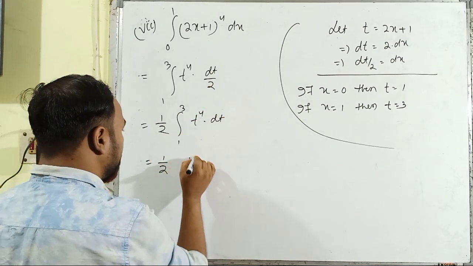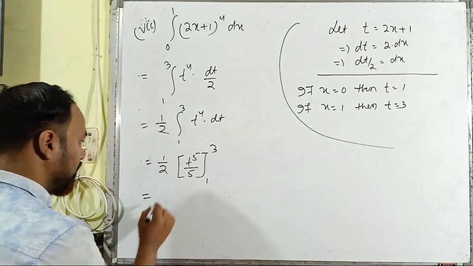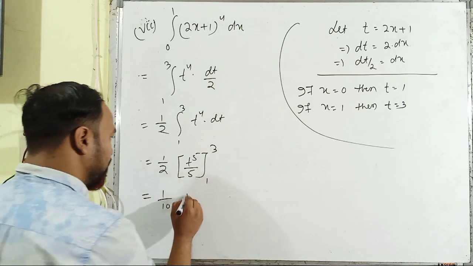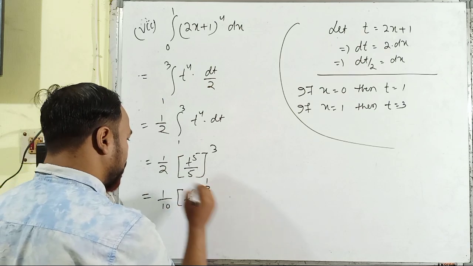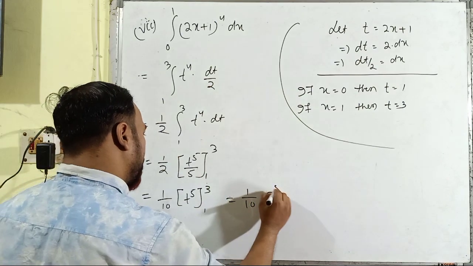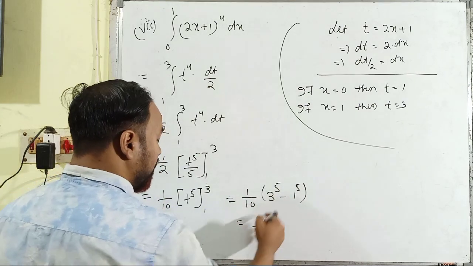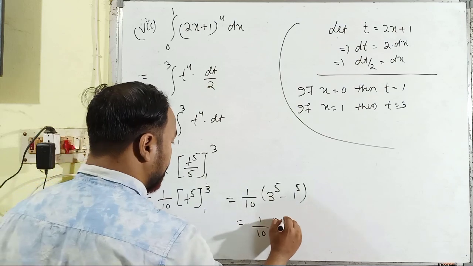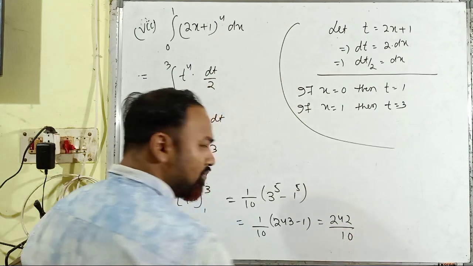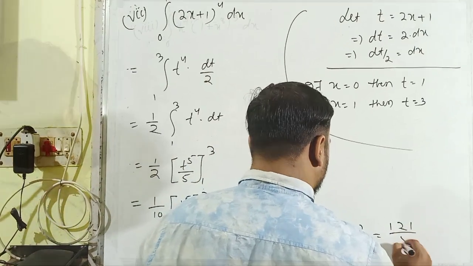So it is 1 by 2 multiplied with the definite integral of t to the power 4 dt, and here it is 1 by 2 times t to the power 5 divided by 5 from 1 up to 3. Let us take the 1 by 5 outside, so it will be 1 upon 10, t to the power 5 from 1 up to 3. Then it is 1 upon 10 times 3 to the power 5 minus 1 to the power 5. So it is 1 upon 10, 3 to the power 5 is 243, minus 1, that means it is 242 divided by 10, and if you simplify this, it will be 121 divided by 5.